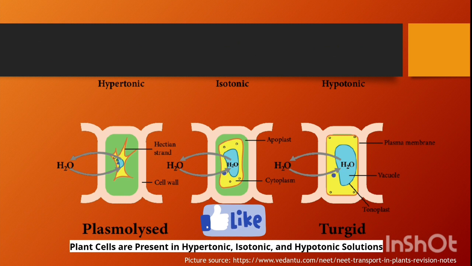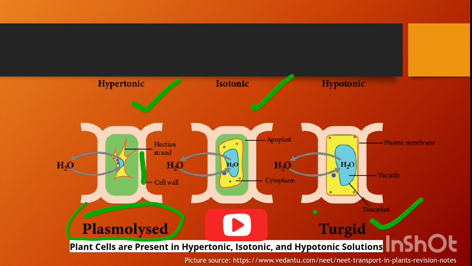So it is the condition where the cell is placed in a hypertonic solution, water will move out, and the protoplasm will shrink away and detach from the cell wall. That process is known as plasmolysis, and it is a plasmolyzed cell. And when it is in an isotonic solution, there is no net movement of any solvent. When it is placed in a hypotonic solution, the water will move in and ultimately the cell will become turgid.